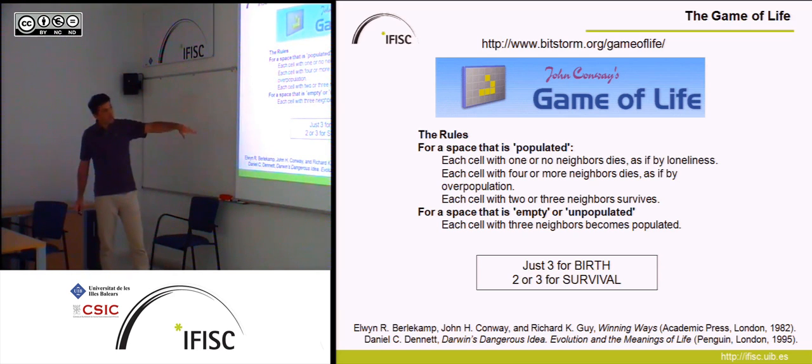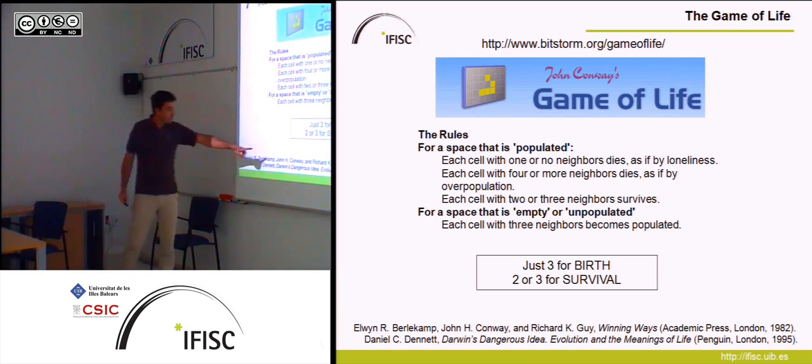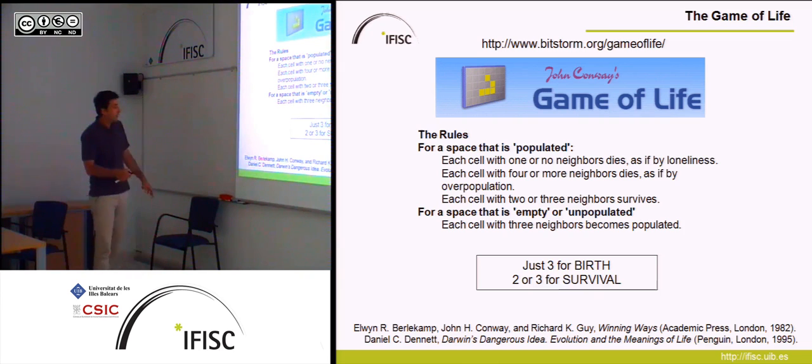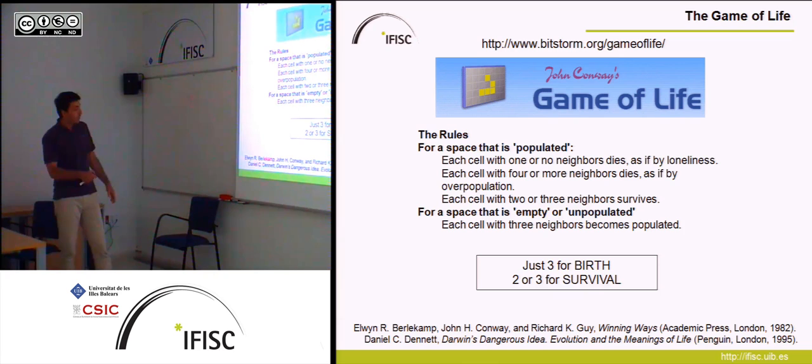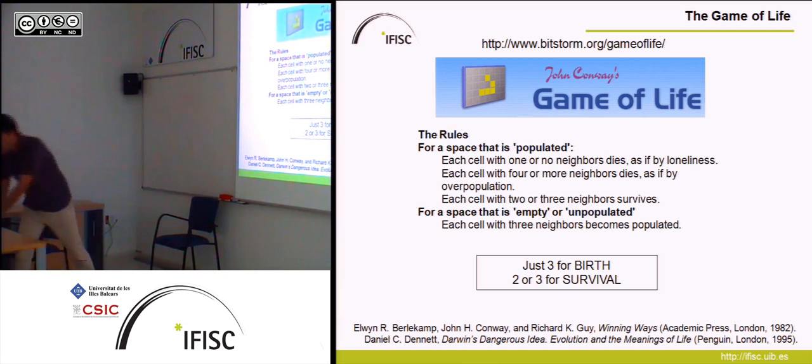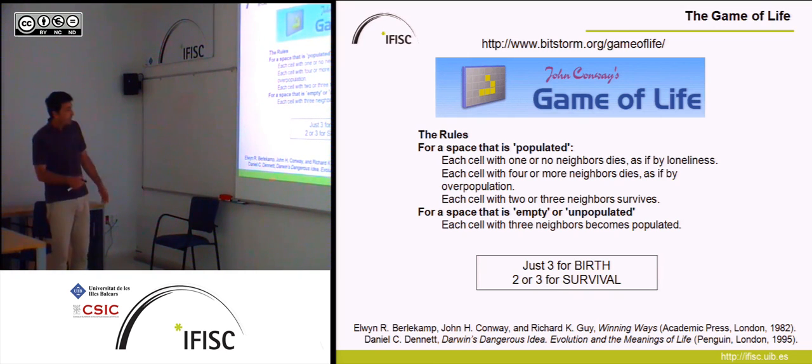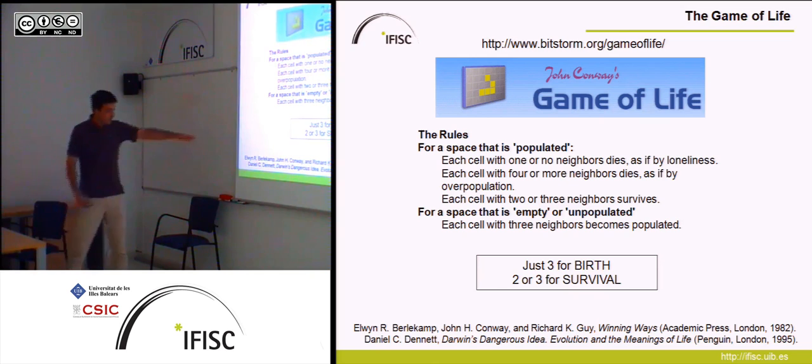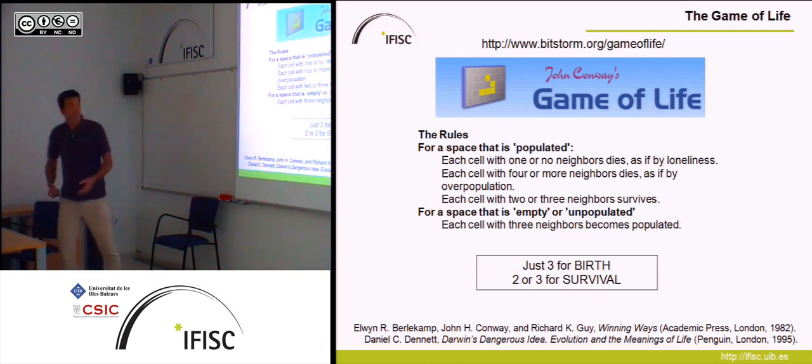Okay, what I'll tell in the next slides is based on these 2 books. The book of Berlekamp, Conway, and Guy, Winning Ways. You may know it. And this other one, which is a book for the general public by the philosopher Daniel Dennett, Darwin's Dangerous Idea, which also discusses these ideas somehow.